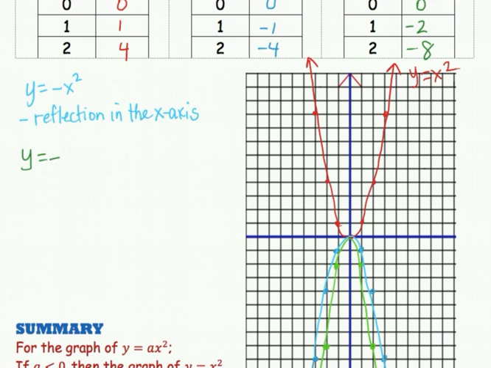y equals negative 2x squared. So we had a couple things happen here. So we have this negative, and we also have this 2. So there's a couple things here. So for the negative, we could say it's a reflection. Okay, so we can even call this A and B. So A, there was a reflection in the x-axis.